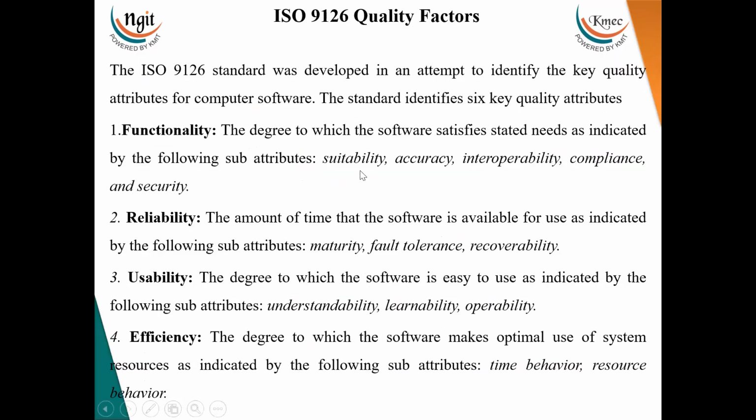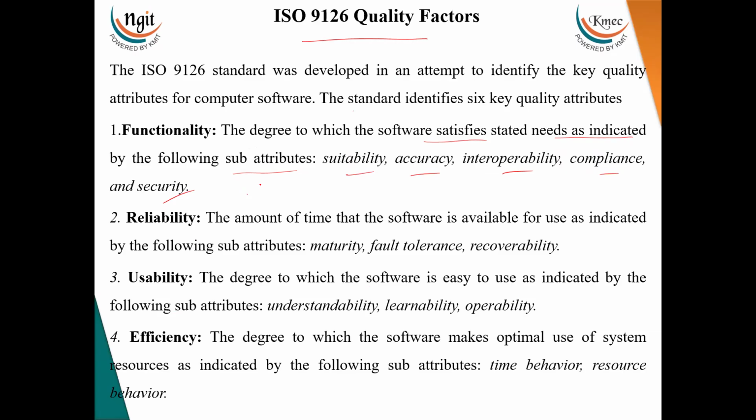Next, we talk about ISO 9126 quality factors. ISO 9126 is a global standard for software quality. It includes six main quality attributes, so let us try to understand them in detail. First is functionality, the degree to which the software satisfies stated needs as indicated by sub attributes like suitability, accuracy, interoperability, compliance, and security. So whether the software meets the stated goals or not.